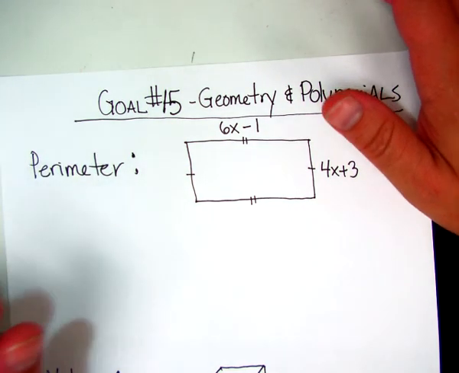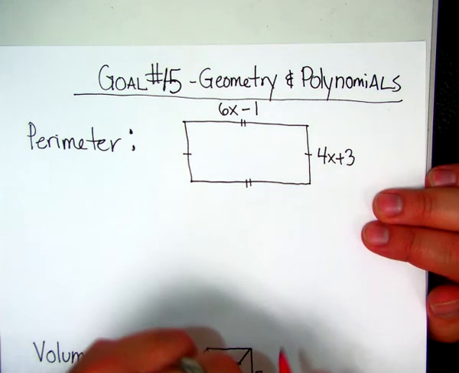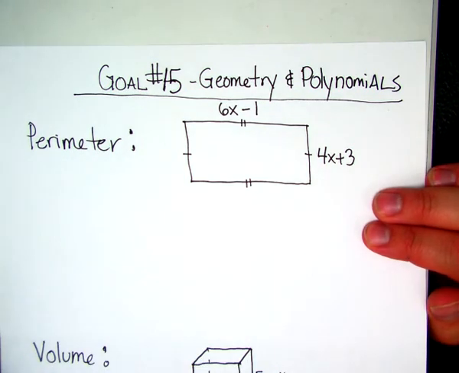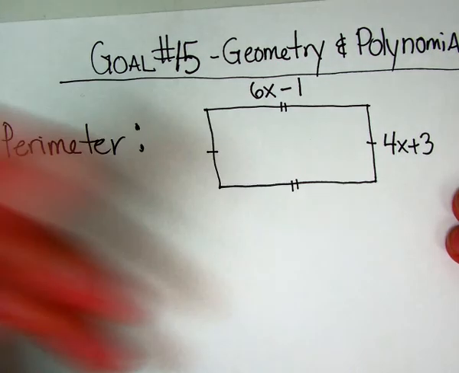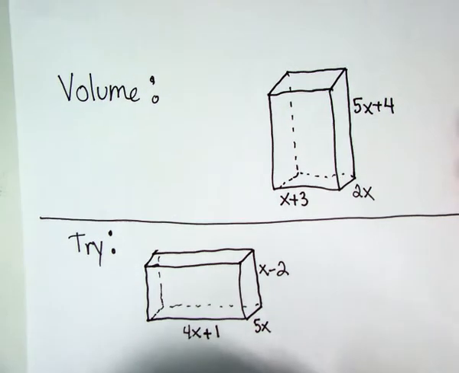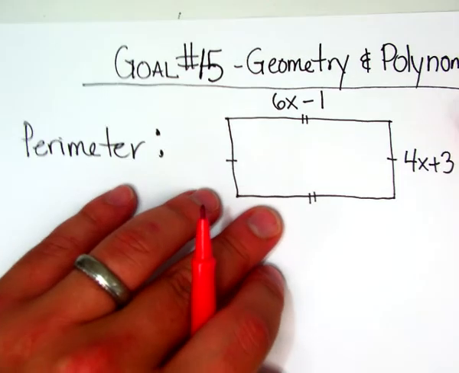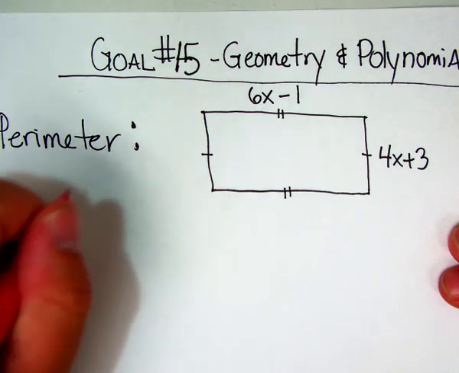Hi everyone. So this is our last goal for this unit for P1-P3. And this one's dealing with geometry and polynomials. The two main concepts that I really want you to be able to walk away with, because there's so many that you can actually apply to them, but the very basics in this are we're going to deal with perimeter and volume. Okay? For perimeter, perimeter by definition is the distance around your shape.